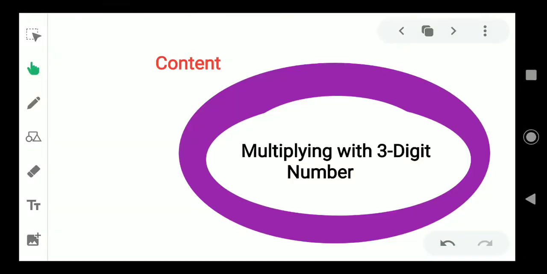In this session we are going to discuss multiplying with 3-digit numbers. In the previous years you already learned about multiplication tables, multiplication with 1-digit number and multiplication with 2-digit number. Now let's learn about multiplication with 3-digit numbers.